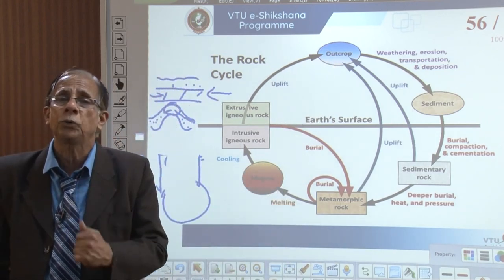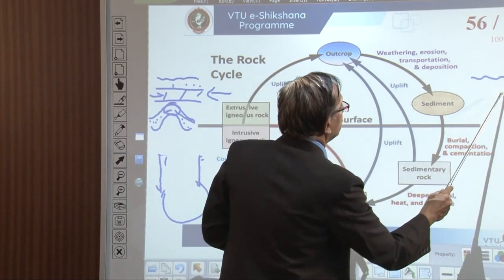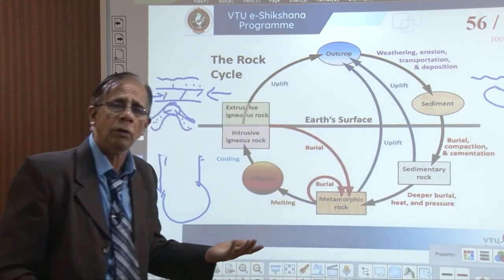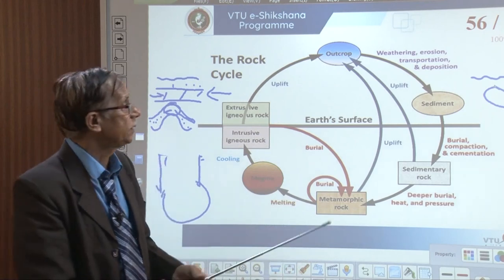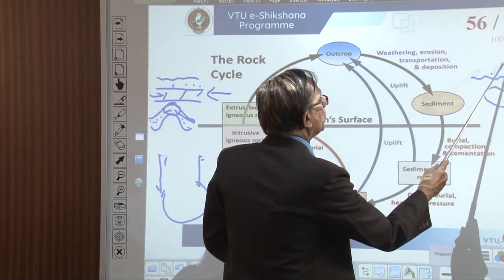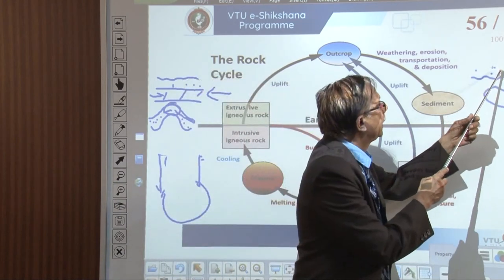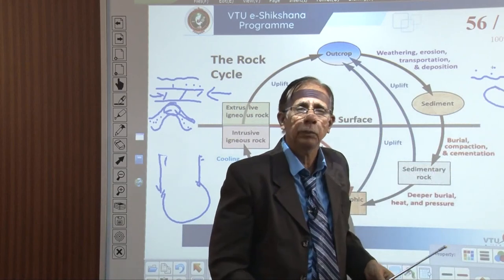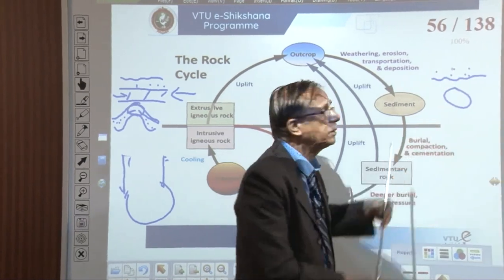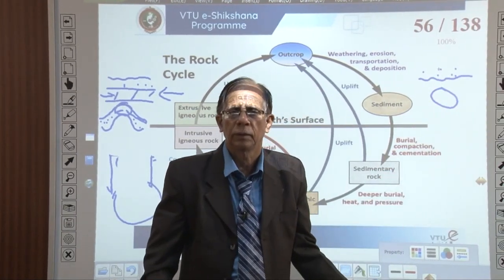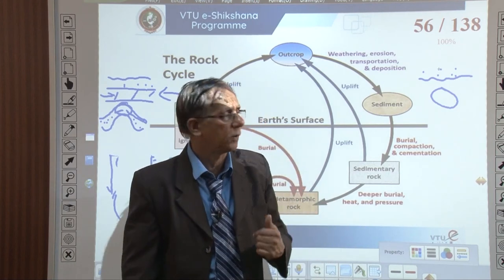We call it outcrop. What do you mean by outcrop? Suppose this is the ground, and there is a rock. It is not exposed to the atmosphere. It is concealed from atmospheric conditions. That is, atmospheric gases cannot attack them. Atmospheric heat cannot affect them. Water cannot reach them. They are protected. Therefore, they do not undergo any type of alteration.